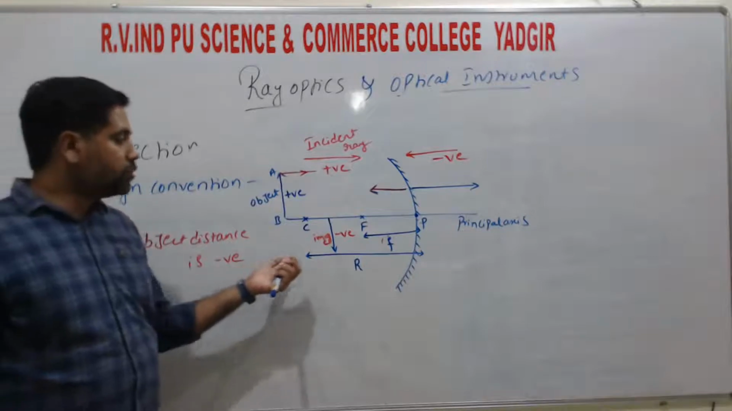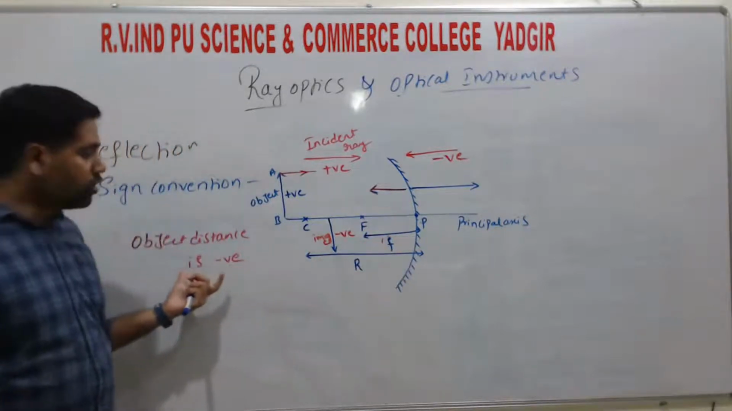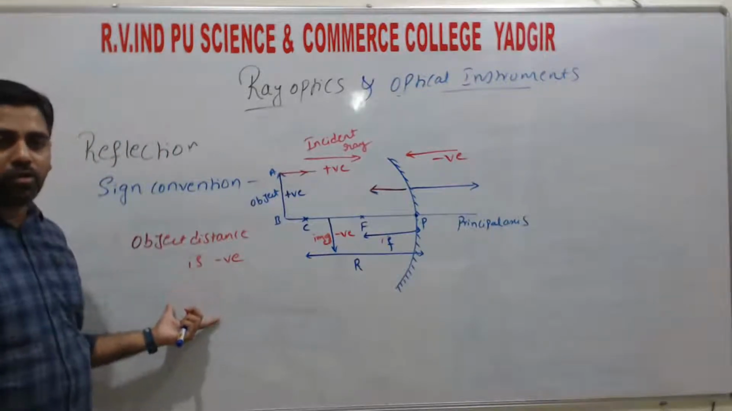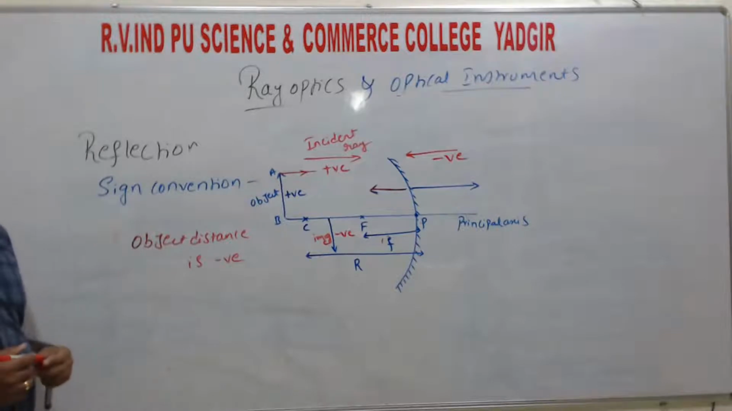This helps in mirrors and also in lenses. We follow the same three rules, right? So this is about the sign convention.